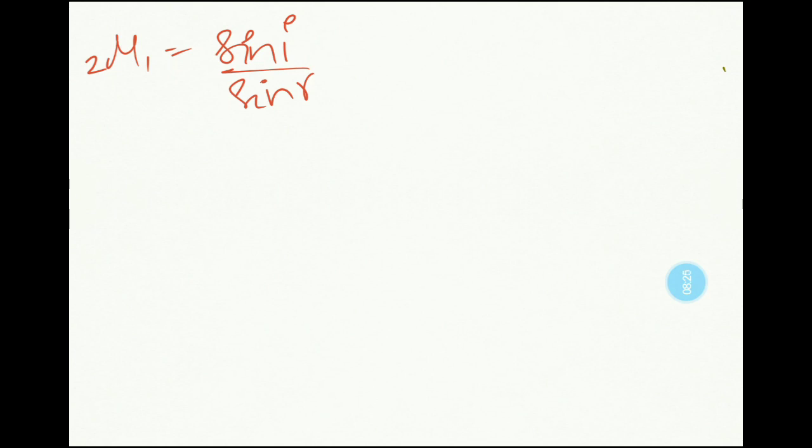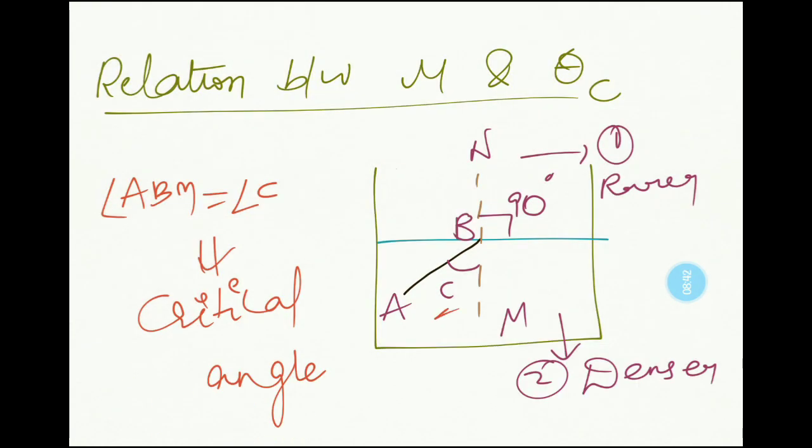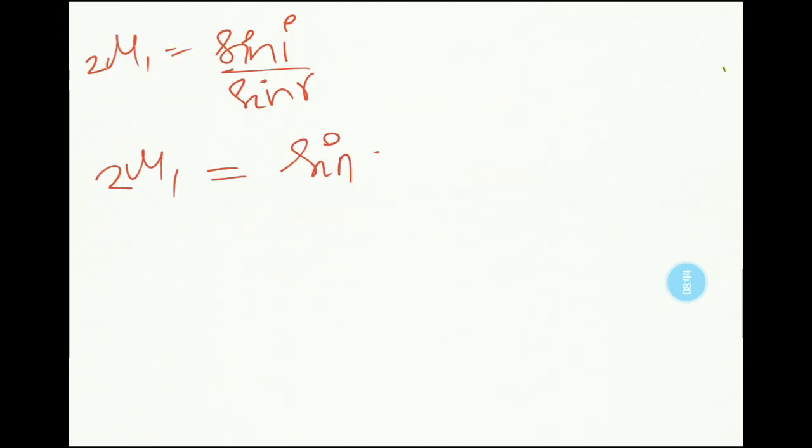Next, here I am going to write it as mu, that is the refractive index of 1 with respect to 2. Here the angle of incidence we have considered to be C just now. Here in the diagram it is C. So I am going to take it as sin C by sin of the refracted ray.